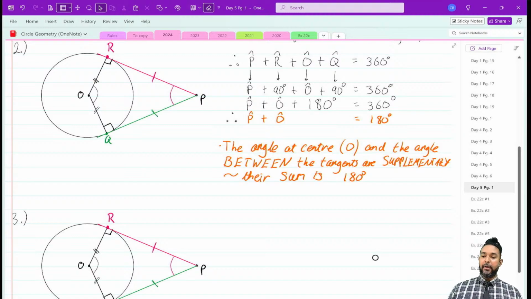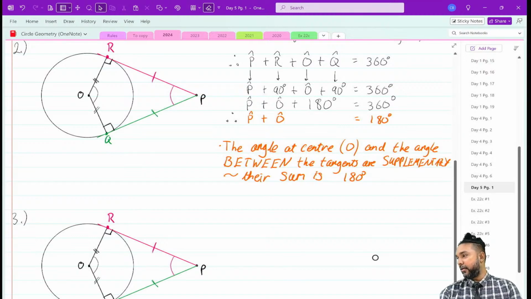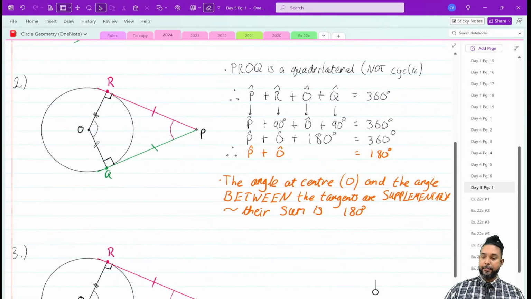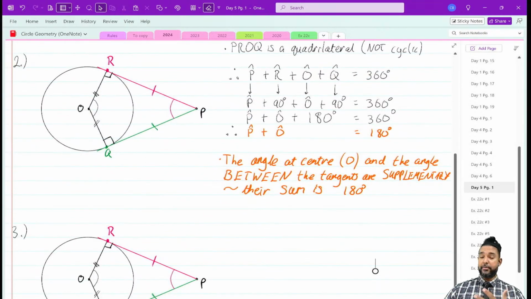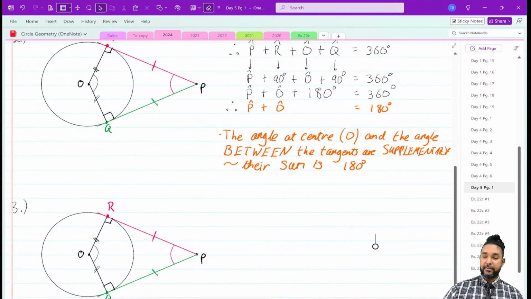All right, so quick question. Apart from the item in orange, which is the angle at the center and the angle between the tangents, you here? Good to have you. That thing about the quadrilateral, we knew that already: the sum of the interior angles of a quadrilateral is equal to 360 degrees. All right.